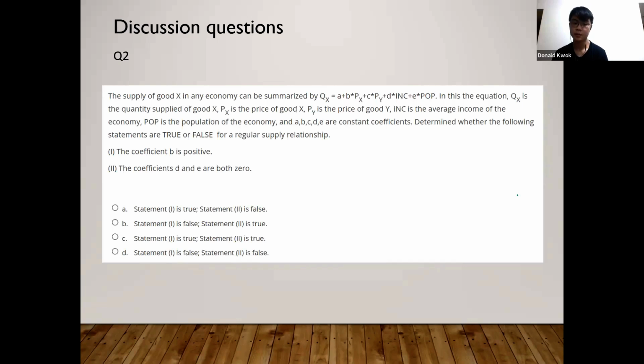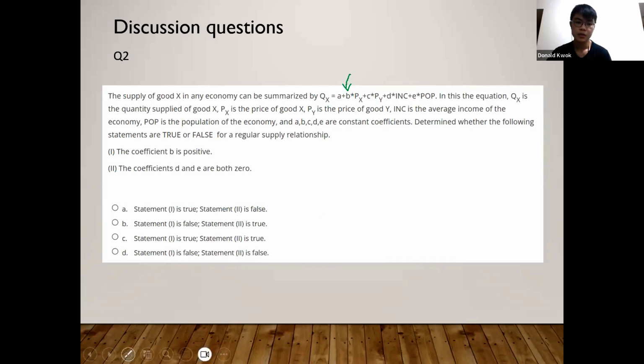Okay, so let's go through the statements one by one. The first one, coefficient B is positive. So the coefficient B is the coefficient in front of Px, right? So we are talking about the supply curve, and we'd like to observe the relationship between the price of good X and the quantity supplied of good X. So normally, we know that they should move in the same direction, right? When the price of good X increases, then the quantity supplied of good X will also increase, right? By the law of supply. So we would like to have B to be positive so that Px and Qx move in the same direction. So statement one is true.